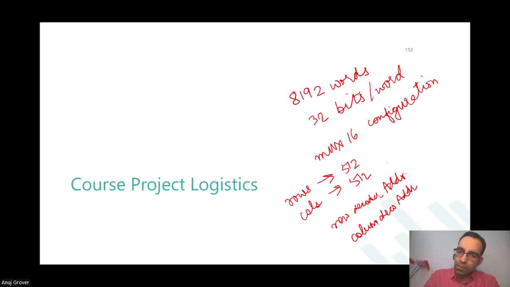9. 9. 9. How many address bits do you have in total? 8K. 8K words, right? For 1K words, how many address bits are there? 10. For 8K, how many will there be? 13. 13.